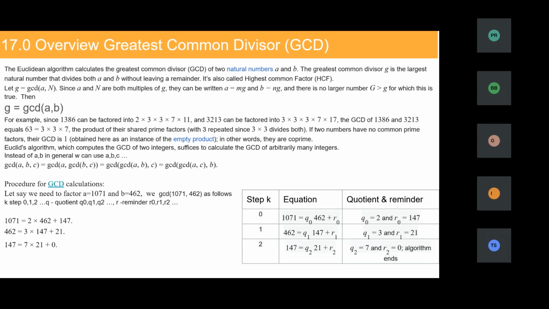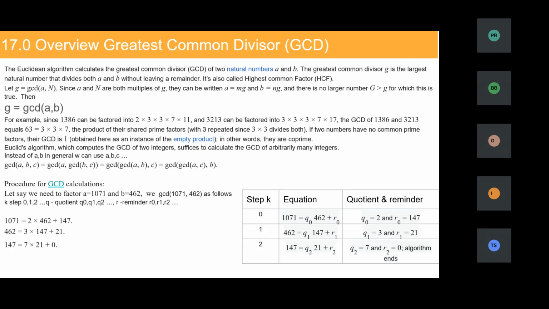Okay, a bit of a confusion, but let's just take an example. You have 1386, which can be factored as 2 into 3 into 3 into 7 into 11. You have to assume that this is already computed, but that is the correct number. And you have 3213, which can be factored as 3, 3, 3, 7, 17. So if you do a GCD of 1386 and 3213, you can see what the common factors are: 3, 3, 7. Those are the ones common between the two. So 3 into 3, 9, into 7, 63. So 63 is the greatest common divisor between numbers A and B, or you can say the highest common factor between A and B.